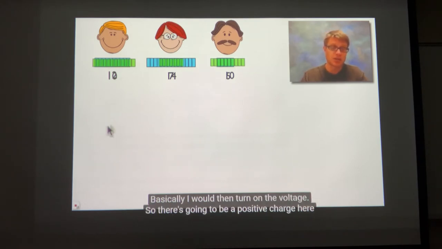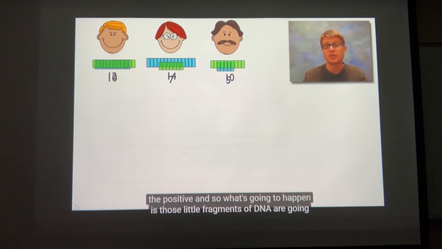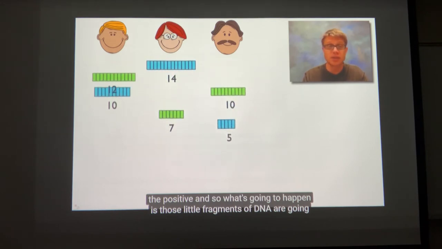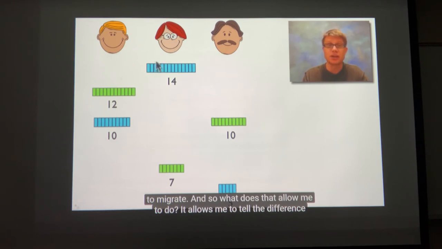Basically, I would then turn on the voltage. So there's going to be a positive charge here, negative charge up here. DNA is a negative charge, and so it's going to be pulled towards the positive. And so what's going to happen is those little fragments of DNA are going to migrate. And so what does that allow me to do? It allows me to tell the difference between each of these individuals. And so this is their fingerprint.